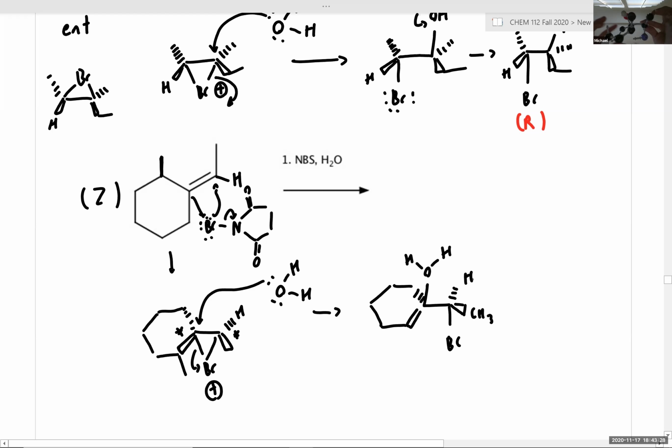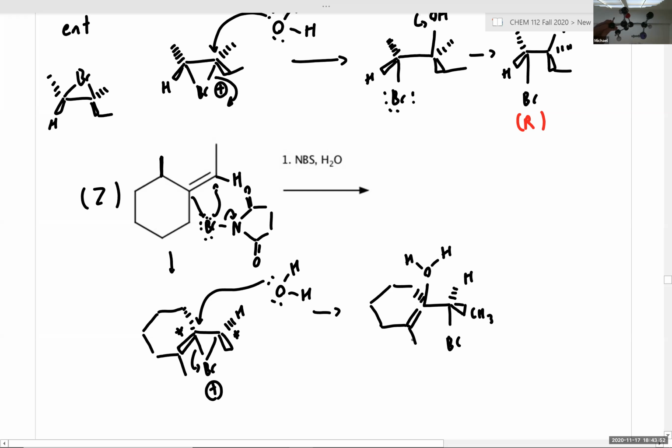Okay, so just to check that my drawing is correct. We have our ring, and we have the side with our methyl group in front. We have our alcohol on top. We have our bromine on bottom, and we have the methyl group in front. So everything checks out so far.